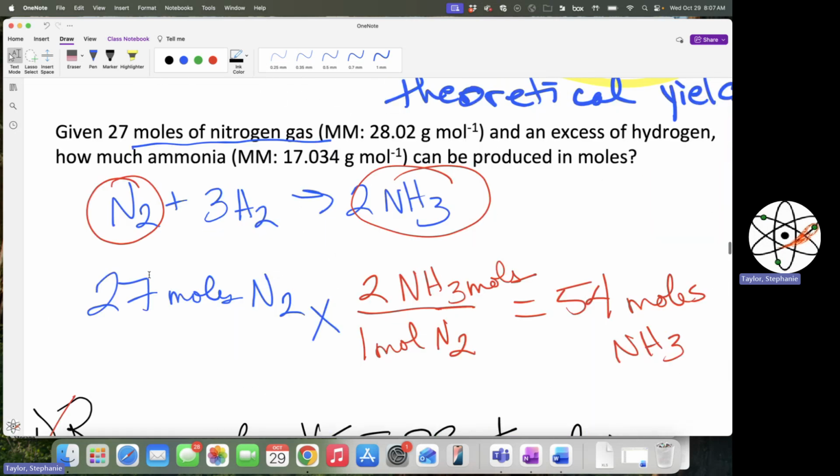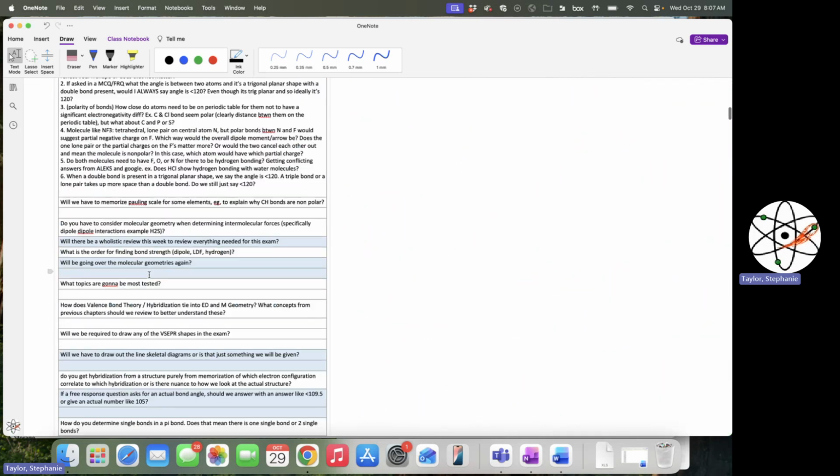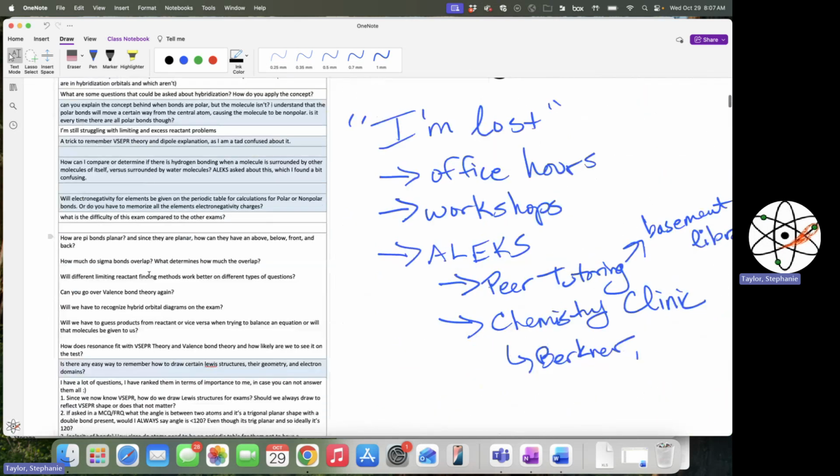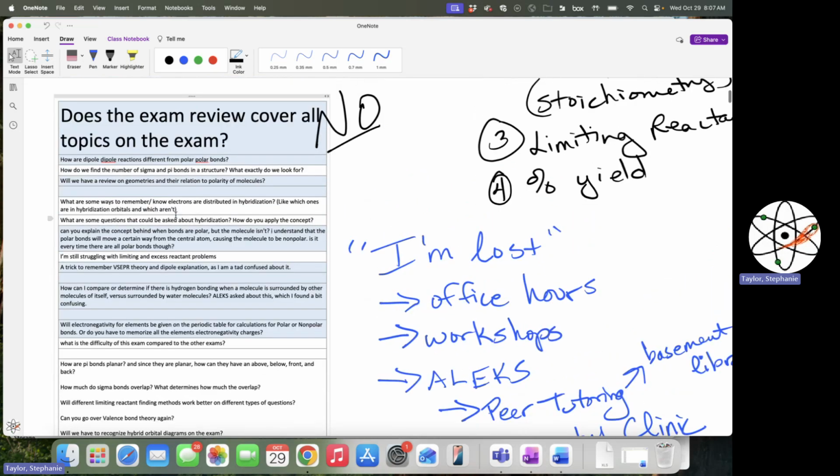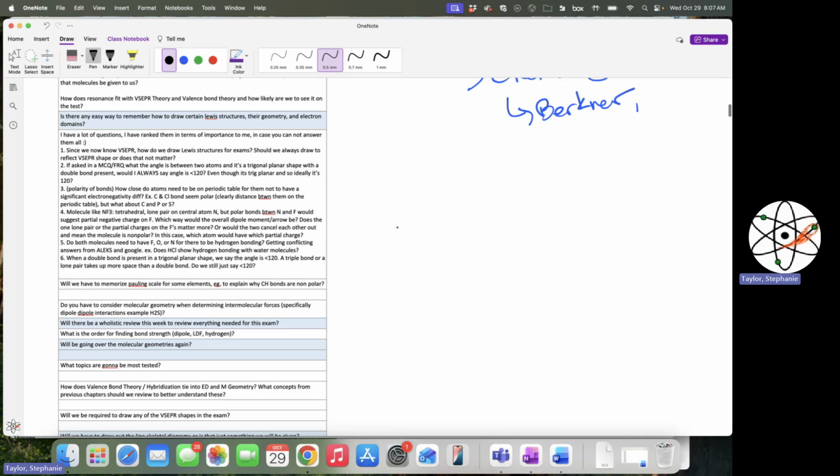So what I am going to do is take some time to look at some more of these questions, which I know might be too small for y'all to see, so I will be reading them out loud as we go along. How are dipole-dipole interactions different from polar-polar bonds? It depends on how we're talking about this.